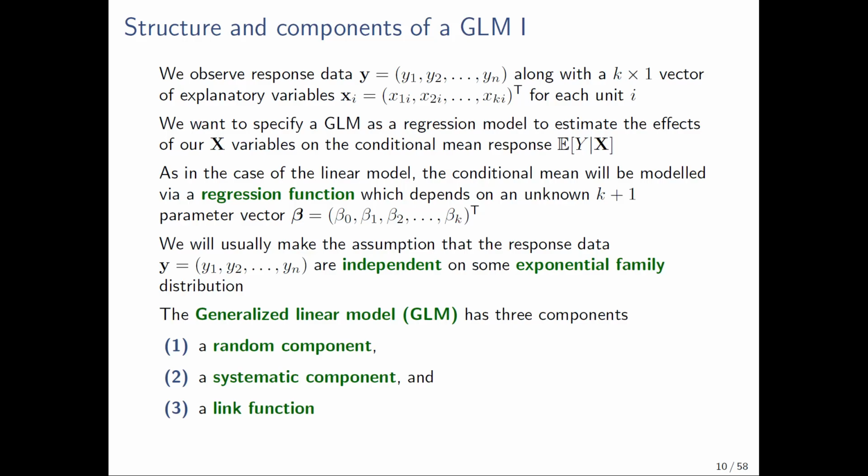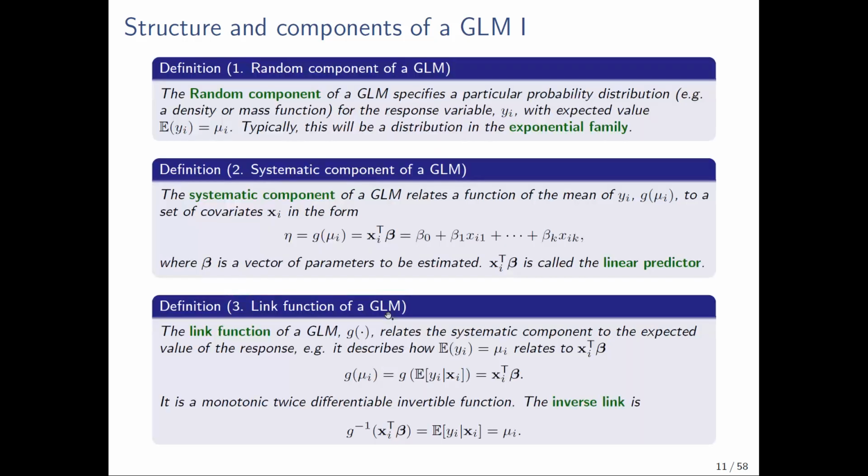Now the key point for now that I'm going to go through is the GLM has three components that I need you to understand. It's got a random component, a systematic component, and a link function. And I'm going to want to define each component in turn.